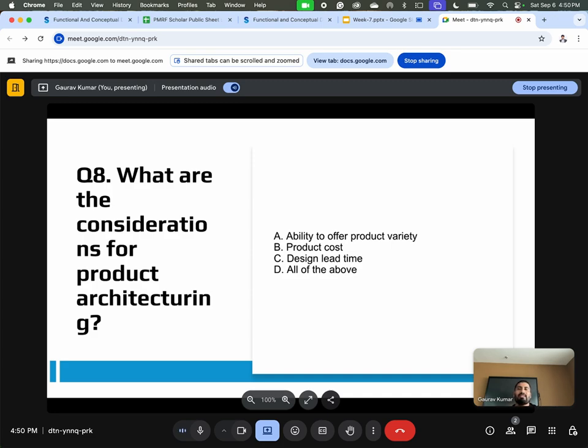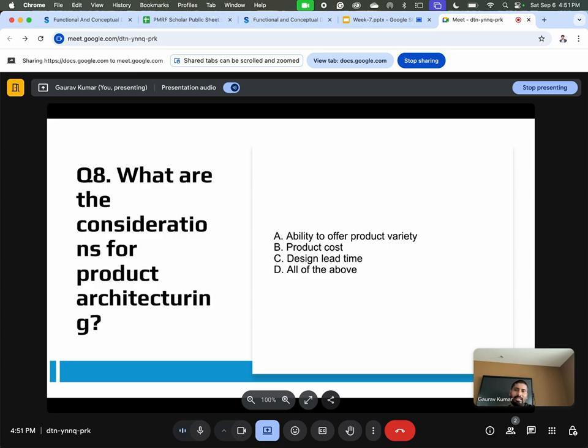So question number 8. Product architecture must balance multiple factors. First, it should enable product variety, allowing different versions or models to be developed from the same base design. This flexibility is often achieved through modularity. For example, a laptop model may come with different RAM or storage configurations but share the same architecture.